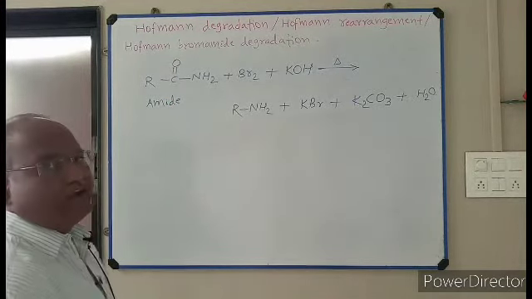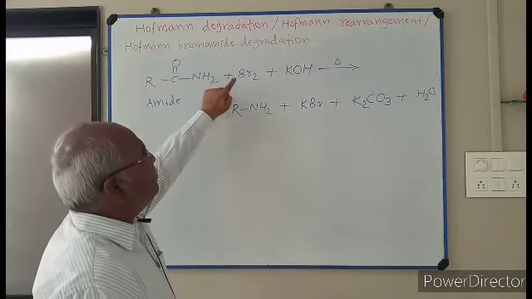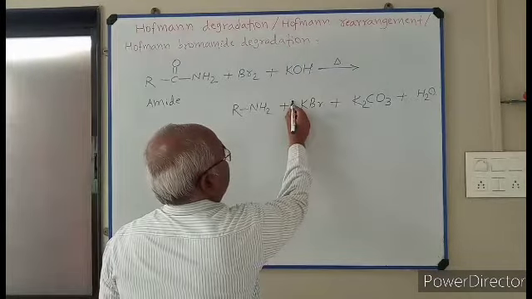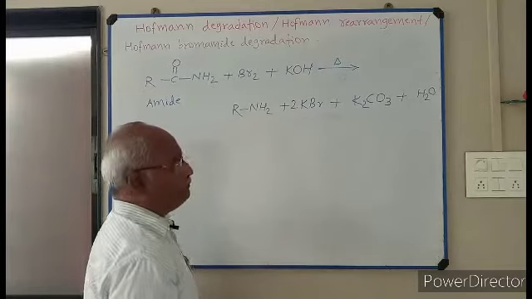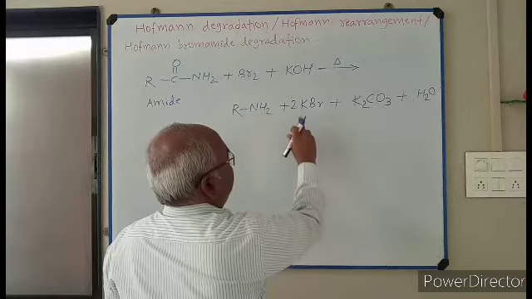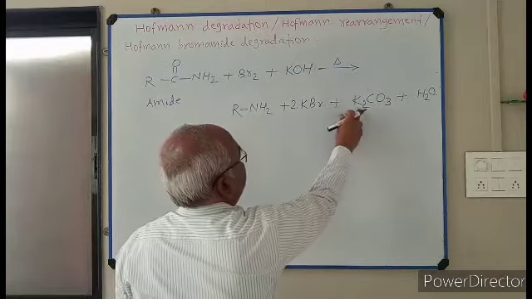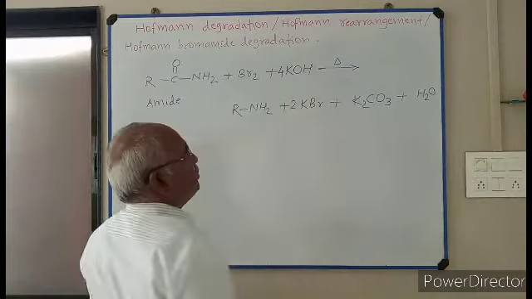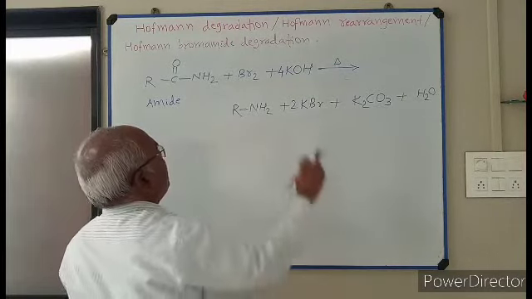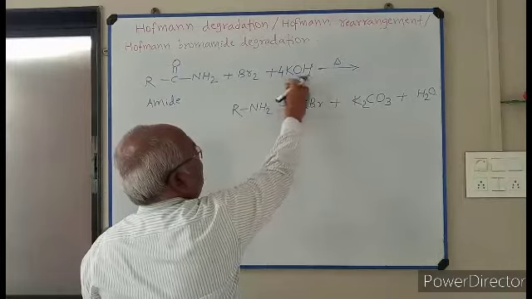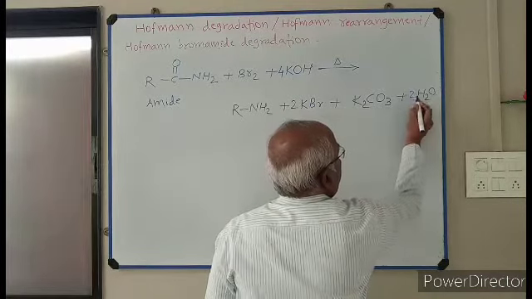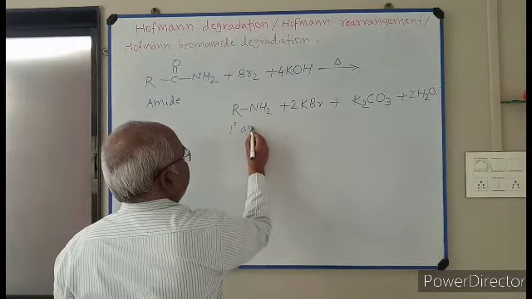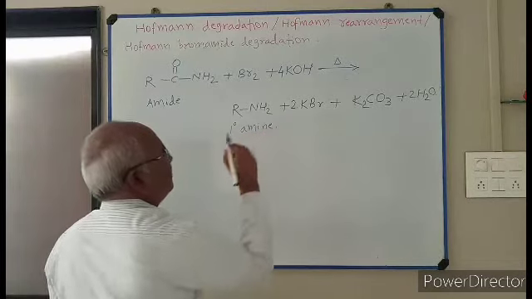Now you balance this reaction. On the left hand side of the reaction there are two bromine atoms, therefore take twice KBr. Here on the right hand side the number of potassium becomes 4, therefore write here 4 KOH. The number of hydrogen here is 4, therefore I write twice H2O. In this way primary amine can be prepared from amide.